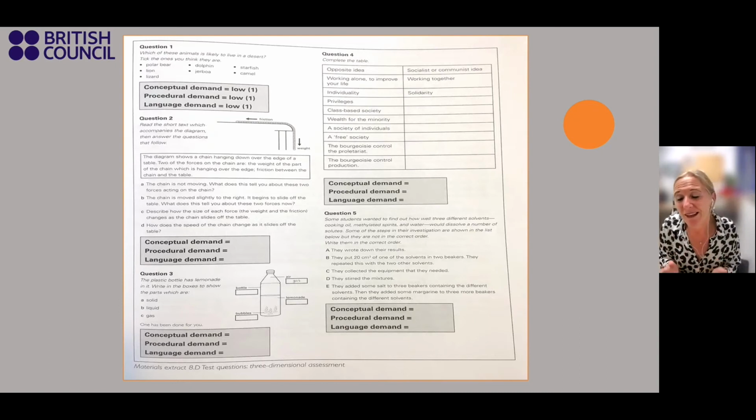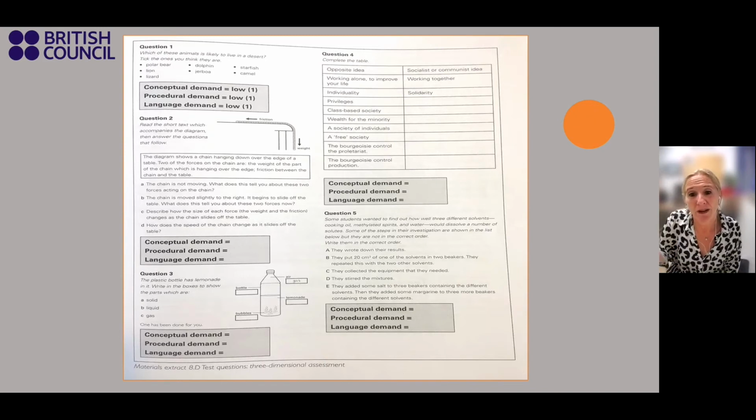Here's an example of some questions where we're taking into consideration the three elements, the conceptual, the procedural, and the linguistic demands. For example, our first question here, which of these animals is likely to live in a desert? Tick the ones you think they are. Well, the concept, animals in a desert, a polar bear? Probably not. Okay, fairly simple. The procedure, read, tick, easy. The language, polar bear, dolphin, gerbil, simple as well. Okay, so we're working with very simple stuff.